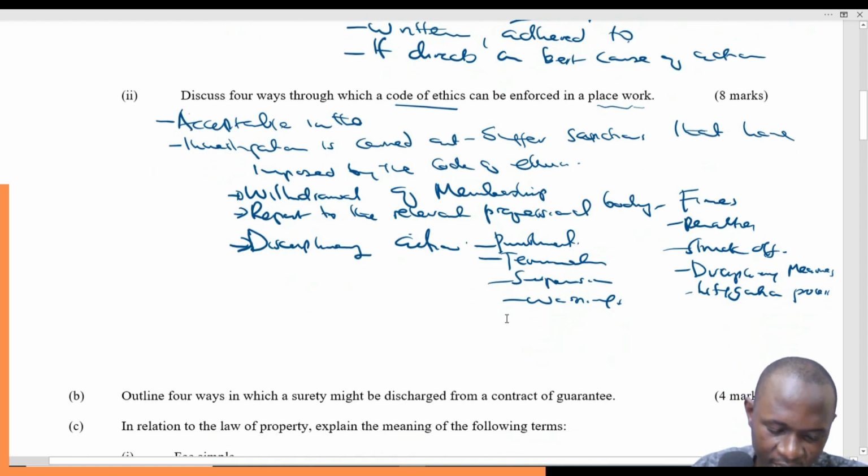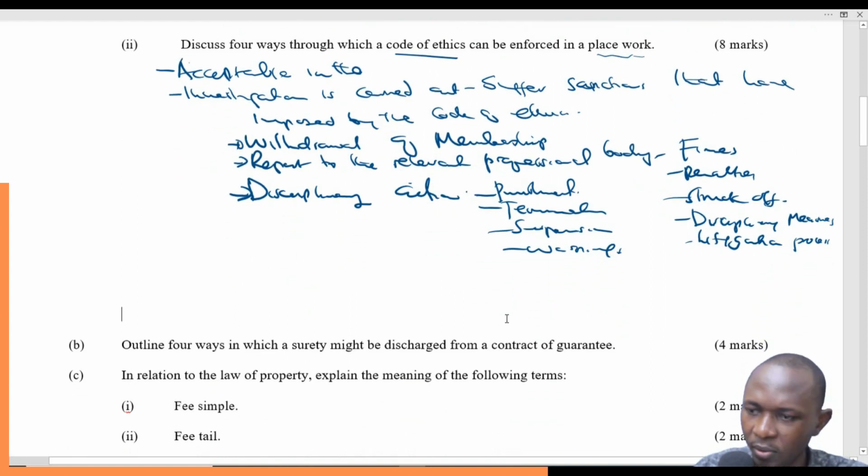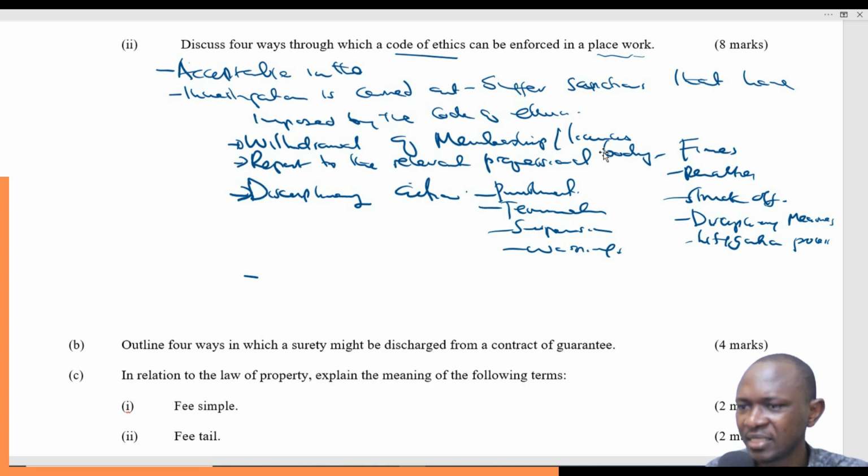The other one is, we've talked of withdrawal of membership or licenses. I think we need to add something here. And the other way of enforcing the code of ethics, it just doesn't have to be the negative way. It can also be a positive way of enforcing the code of ethics.